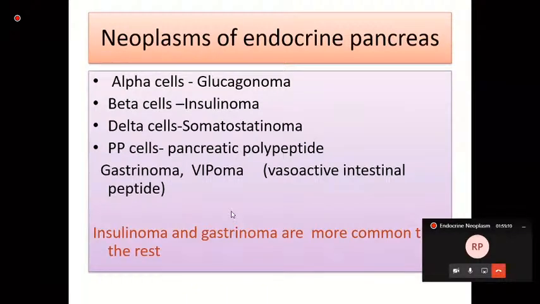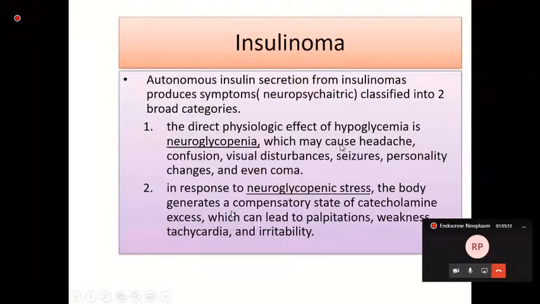The endocrine part, some areas are covered by a different part. So alpha cell, glucagonoma, is already covered. Beta cell, insulinoma; delta cell, somatostatin; PP, pancreatic polypeptide; gastrinoma, vipoma. You already covered all this, isn't it? I just go through insulinoma, because it indicates that the tumor secretes insulin. If you have a high level of insulin, what do you think? Severe hypoglycemia, isn't it?